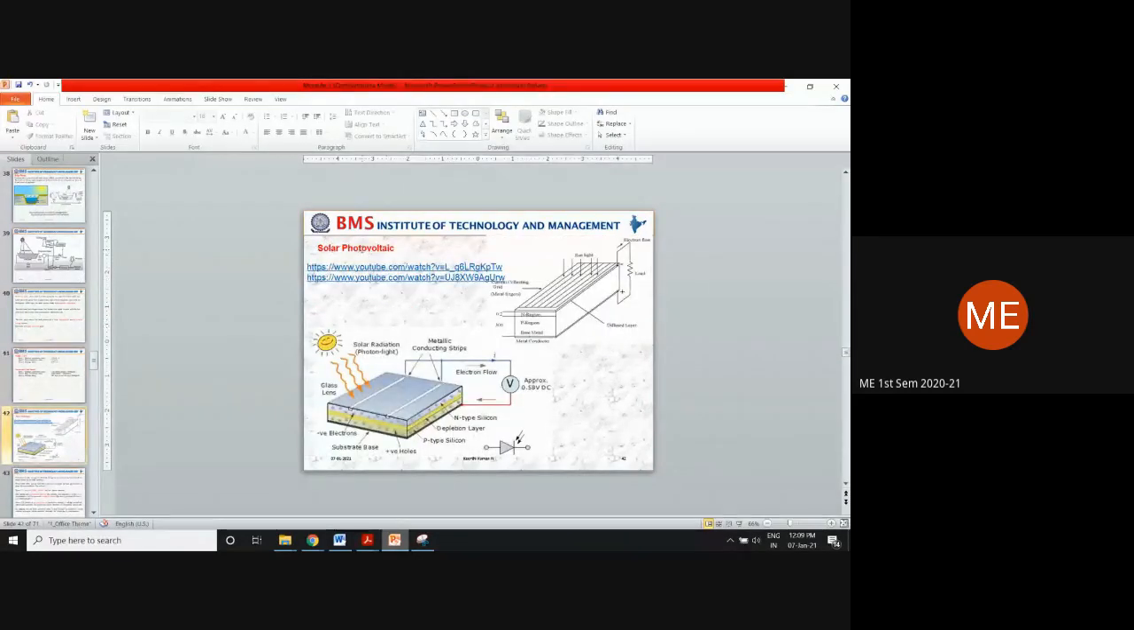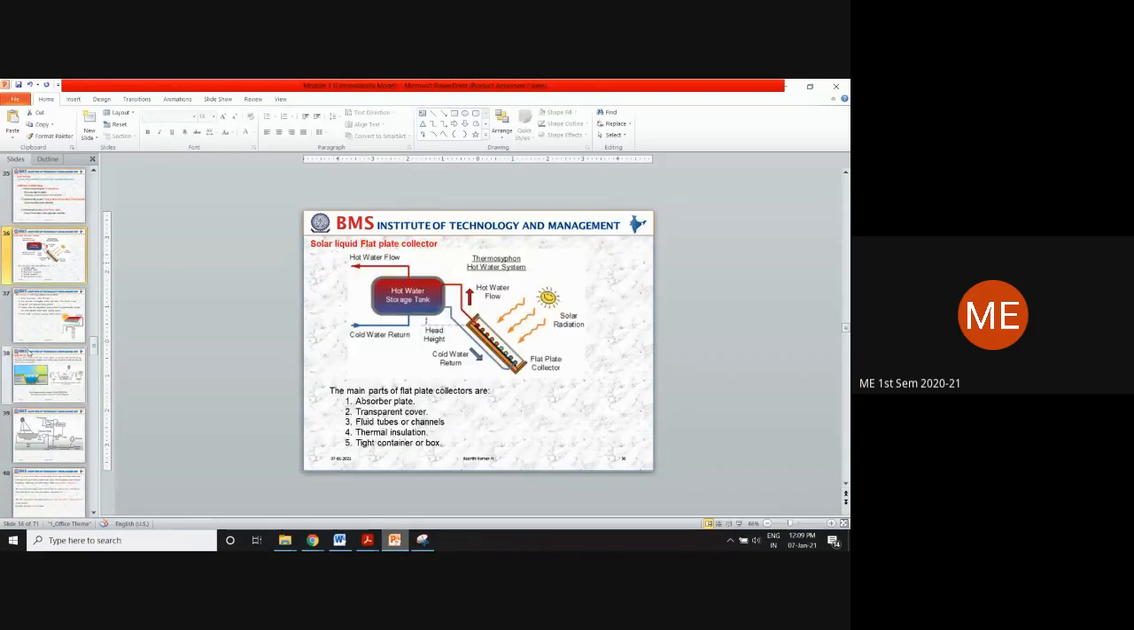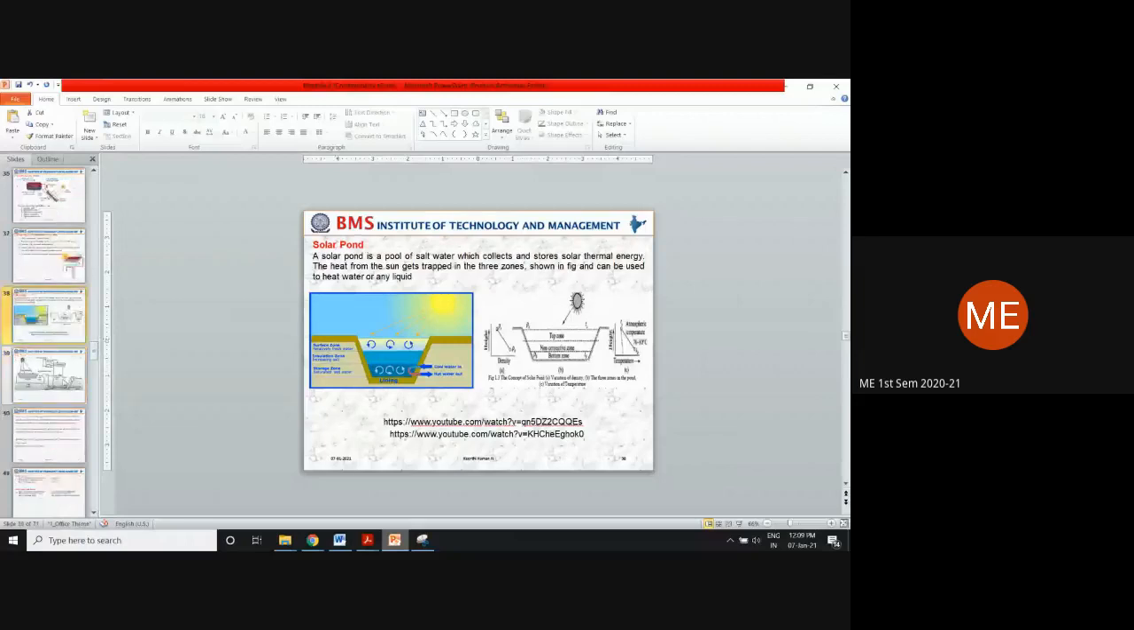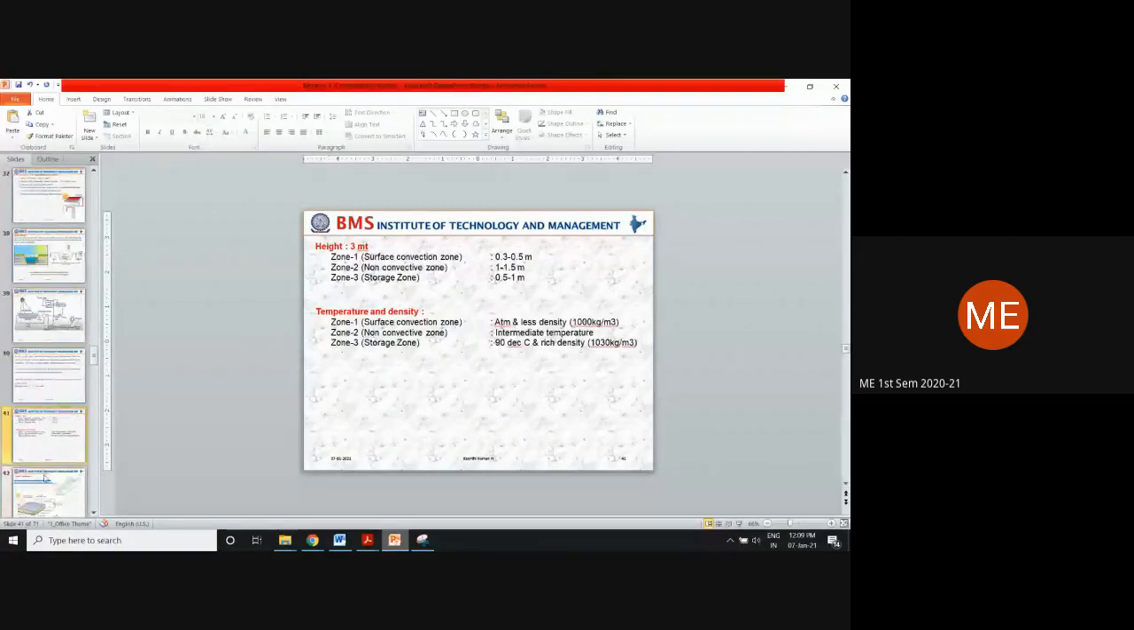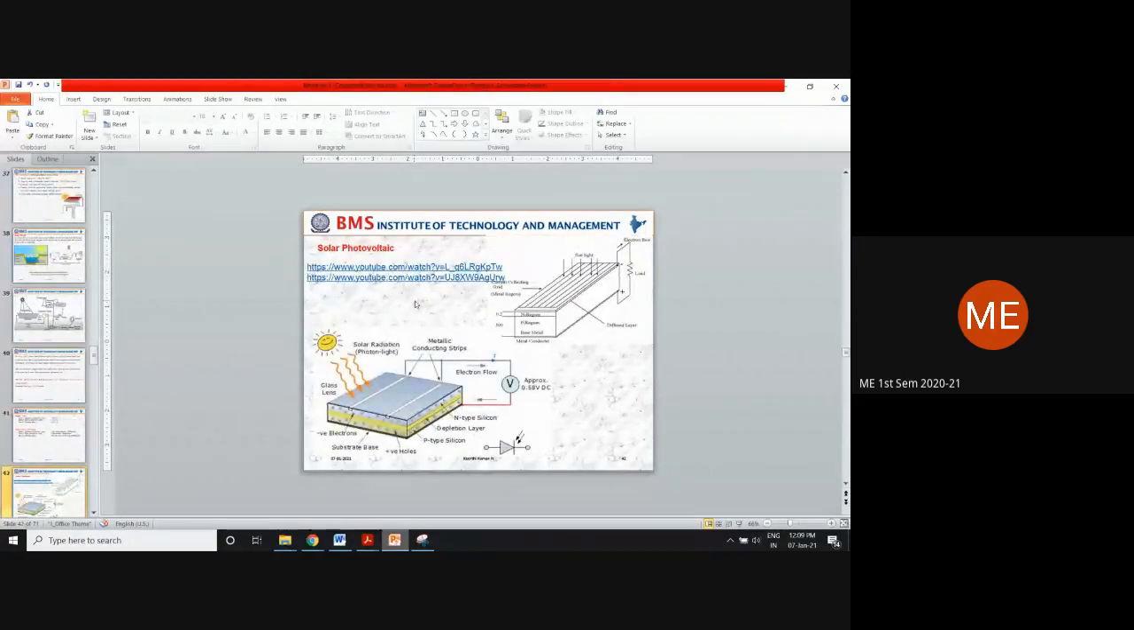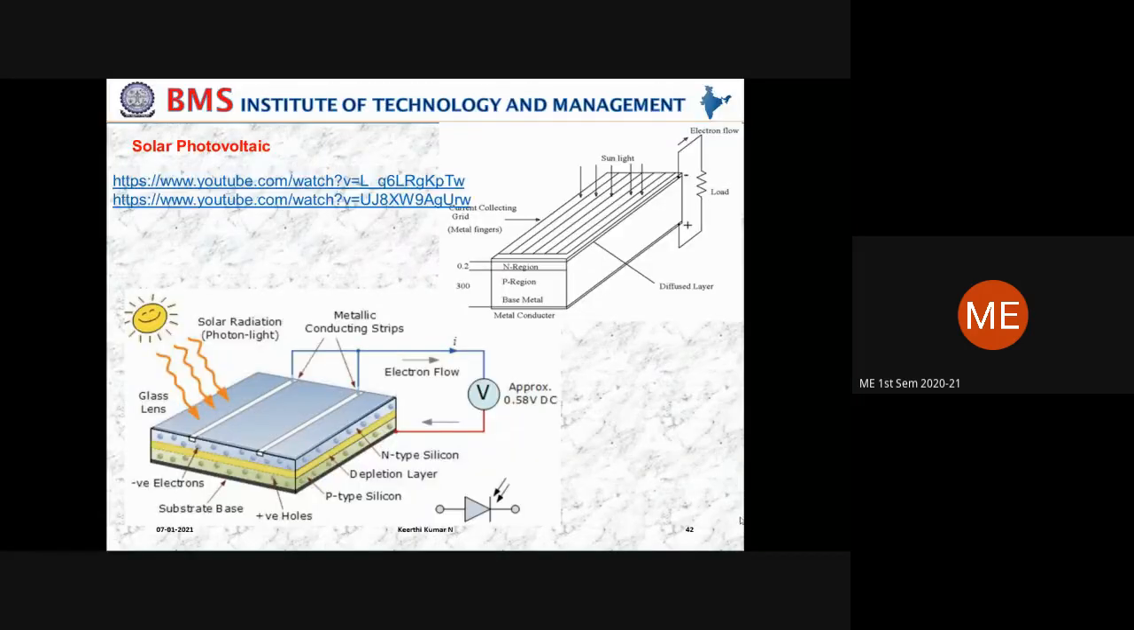Then we'll go for the third type, that is solar photovoltaic. The first type is the solar flat plate collector, then the solar pond, and solar photovoltaic. These are the three types they are going to ask about in the exam. Either you draw this figure or you can draw this figure. Both figures are accepted to give the marks. Solar photovoltaic, how it is going to work.